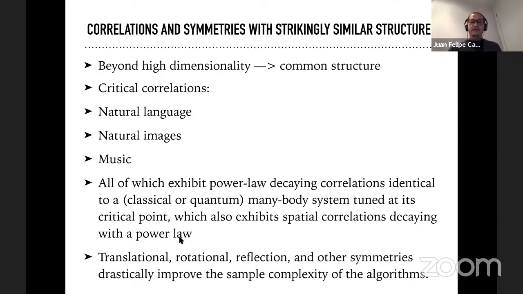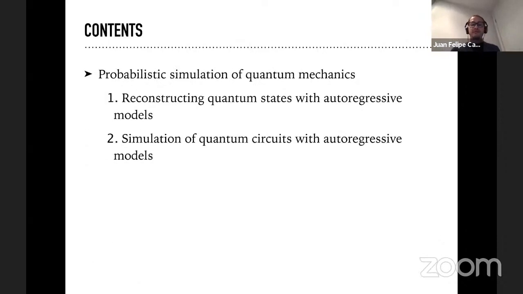The other aspect that is important is the symmetry, right? For instance, you can have translational, rotational, reflection, and other symmetries. And if you want, exploiting these symmetries in the model drastically improves the sample complexity of the algorithms in machine learning, but also the computational complexity of the problems we deal with in quantum physics. So those we would like to exploit. So let me get to the content.